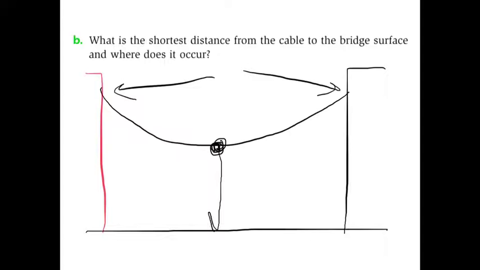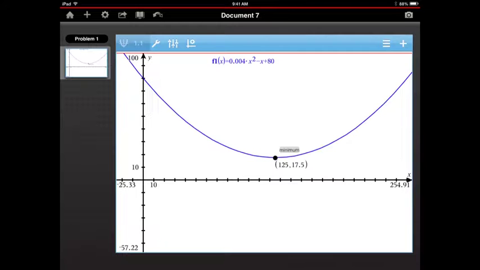So if we look down here, we can see that the height of the cable is at its lowest point right here, and that happens halfway between the left-hand bridge and the right-hand bridge. We're not exactly sure what this distance is yet, though. I'm going to refer again to a calculator.